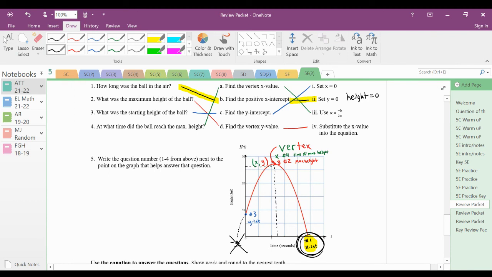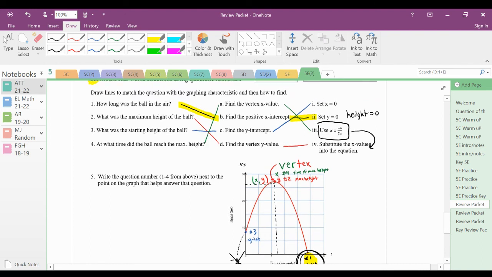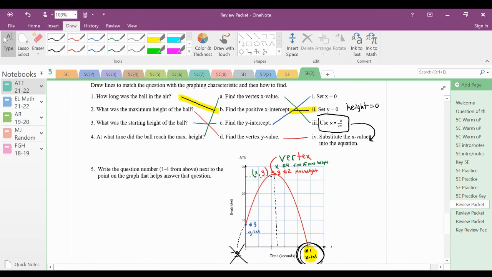So number 4, the time of the max height, is answered by the x value. Number 2, what is the max height, is answered by the y value. You have to find the x value first by using this equation, x equals the opposite of b over 2a. That'll give you an x value, and then you substitute that into your equation, which you'll have for a problem like this, and that will give you the y value, or the max height, at that point.